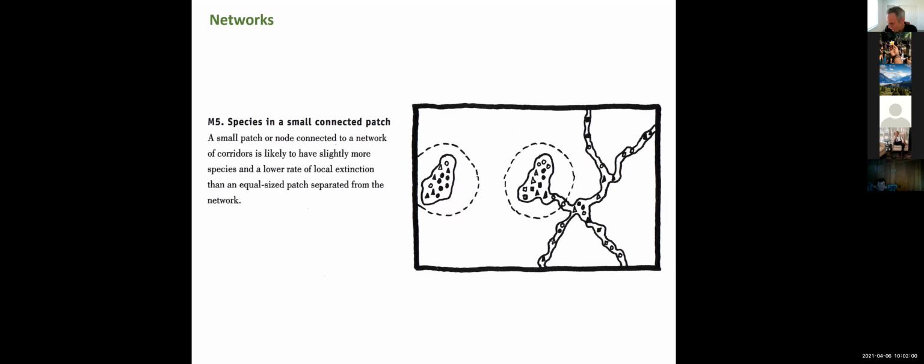So these connected patches are, of course, likely to have more species and a lower rate of local extinction than an isolated patch of equal size, right? A patch that's better connected, obviously, is going to have better resilience of the species living there than one of equal size that is not as connected.